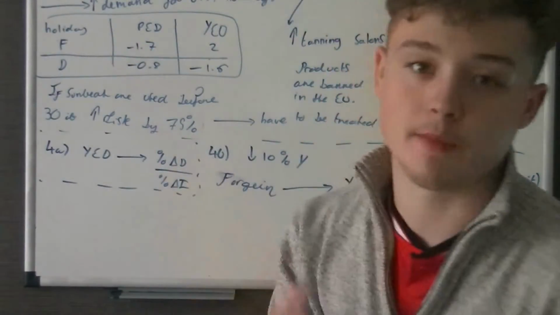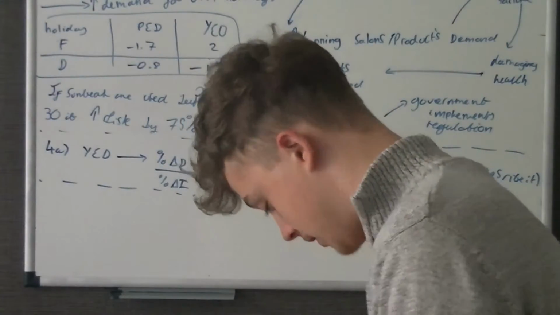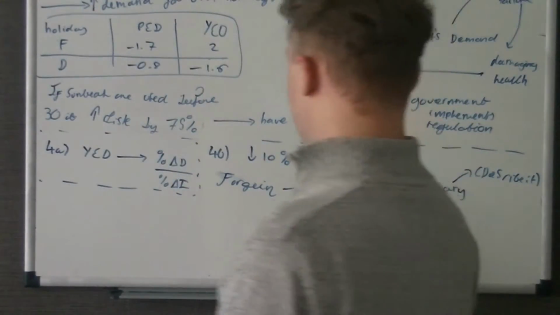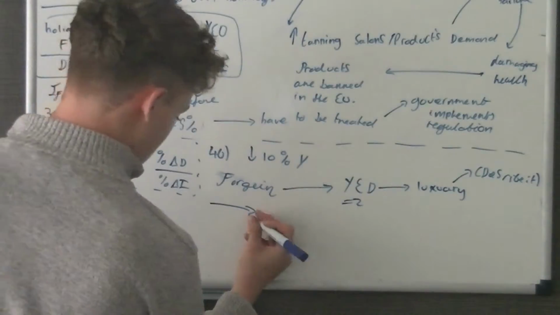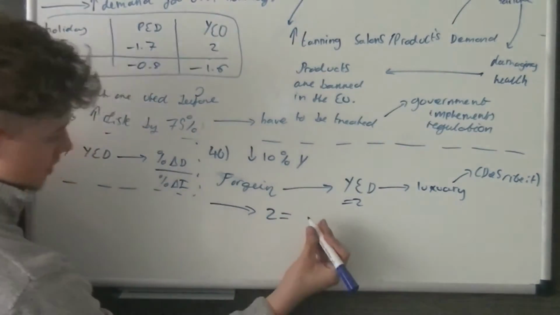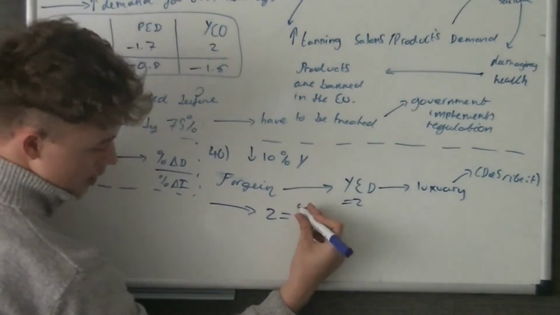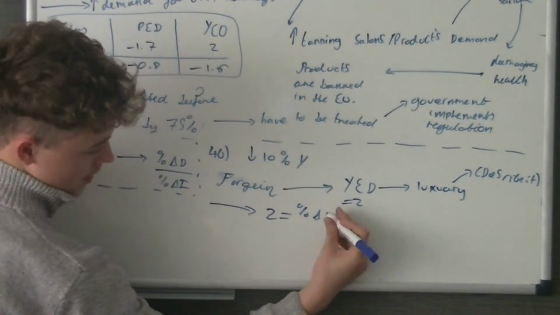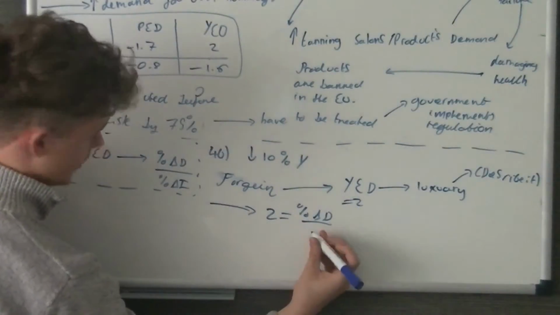And you only have to give a brief statement saying that it's a good, as it's bought as incomes increase. That's why it's positive. So you use the formula: 2 equals the percentage change in demand over the percentage change in income. We don't know the percentage change in demand, that's what it's asking us to find. It's sort of hidden in there.